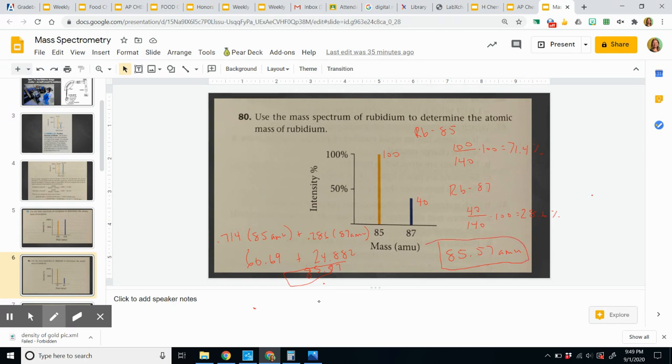Okay, and so what this 85.57 is telling us, it's closer to the 85 than it is to the 87. So we can know that there's a greater abundance of the isotope 85. If we were just told the two different isotopes and the average of the two, we know which one there is more of based on the average being closer to that number. All right.